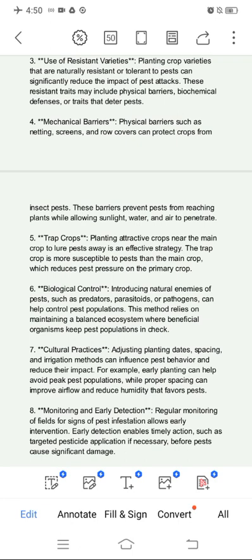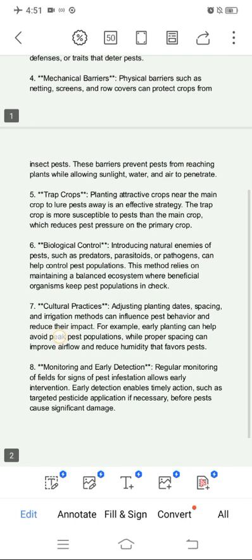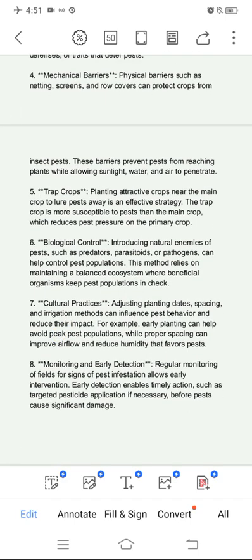Trap crops. Planting attractive crops near the main crop to lure pests away is an effective strategy. The trap crop is more susceptible to pests than the main crop, which reduces pest pressure on the primary crop. Biological control: introducing biological enemies of pests such as predators, parasitoids, and pathogens can help control pest populations. This method relies on maintaining a balanced ecosystem where beneficial organisms keep pest populations in check.